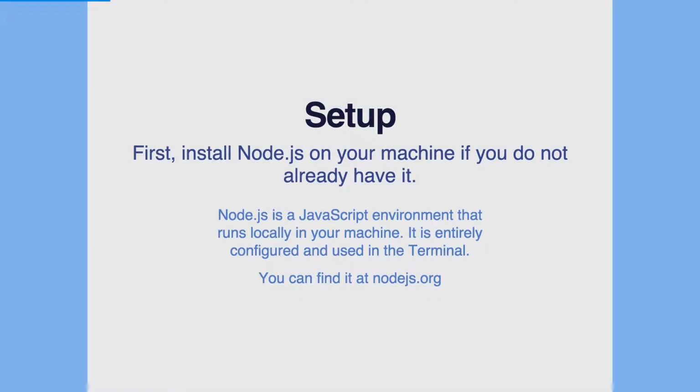First, to set up, you need to install Node.js if you're on your machine. If you don't have it, you can find it at nodejs.org. It has a standard installer wizard, but once it's on your machine, it's configured and used in the terminal. It runs on your machine, and it is used by Bespoke to actually build all of the assets for you.